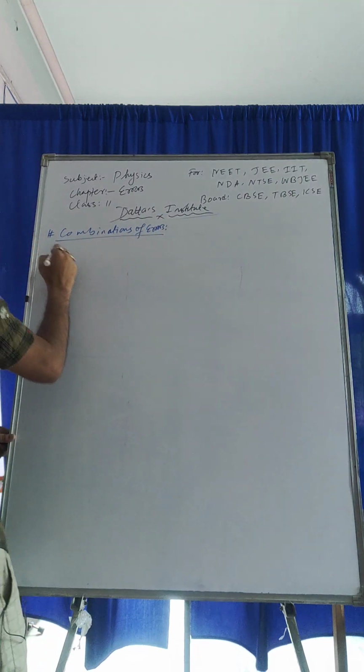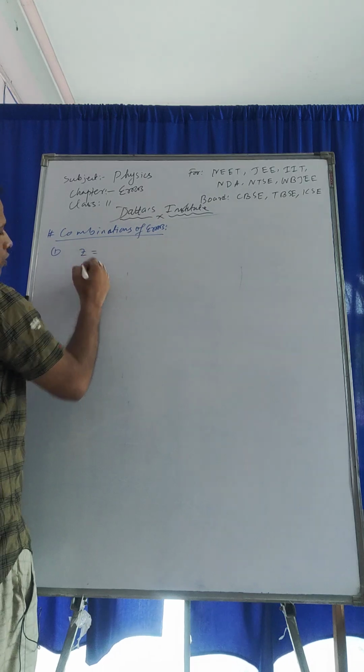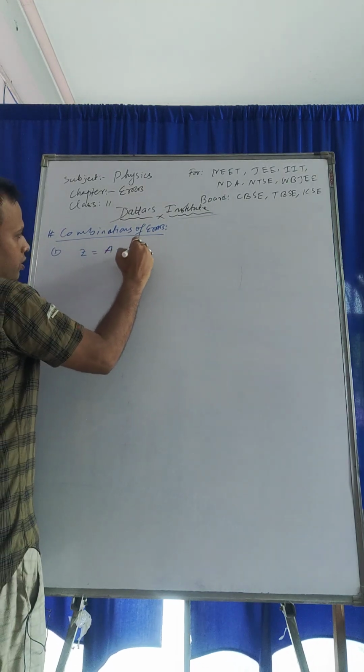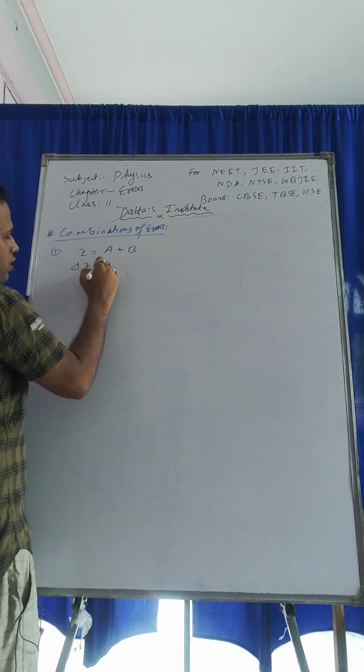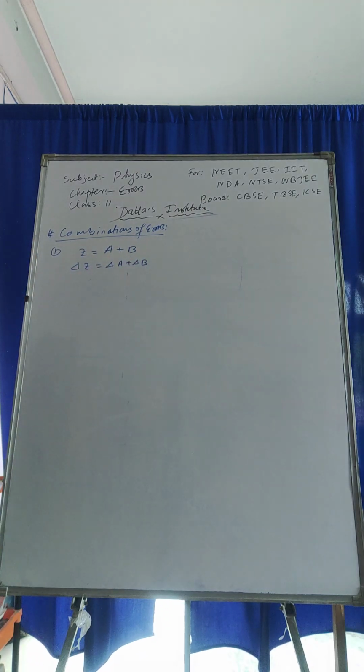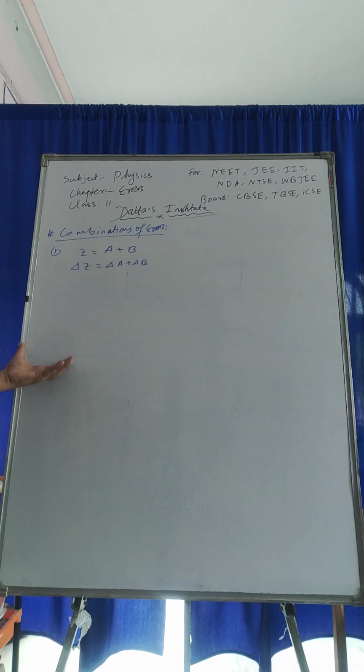So the first formula is, if z is equal to any expression, z is equal to a plus b, then del z is equal to del a plus del b. This is the one formula. If any expression z is equal to a plus b, then what will be the error in z?